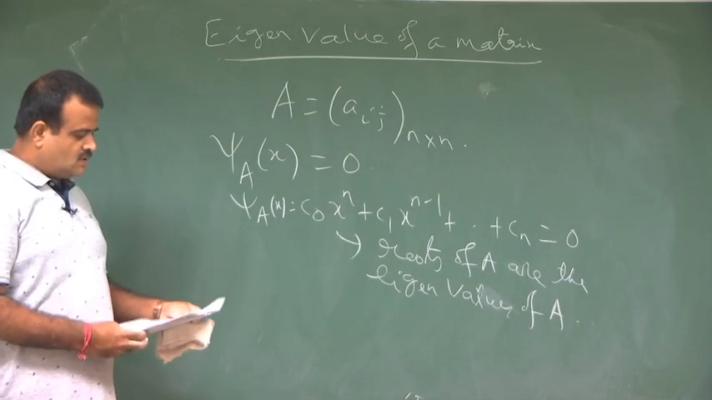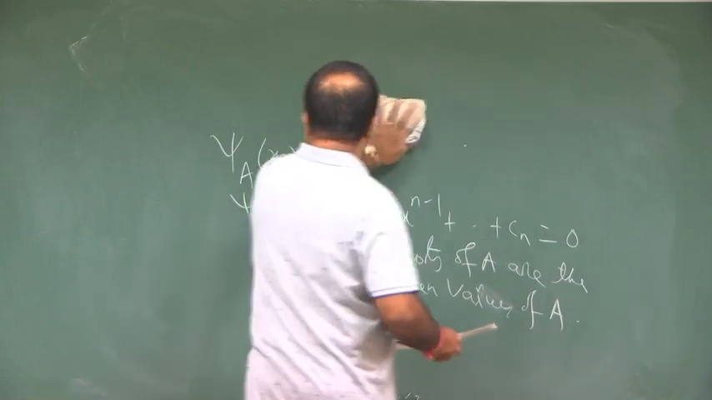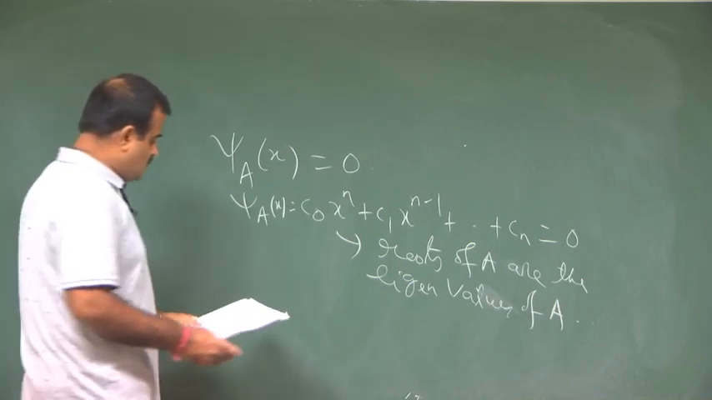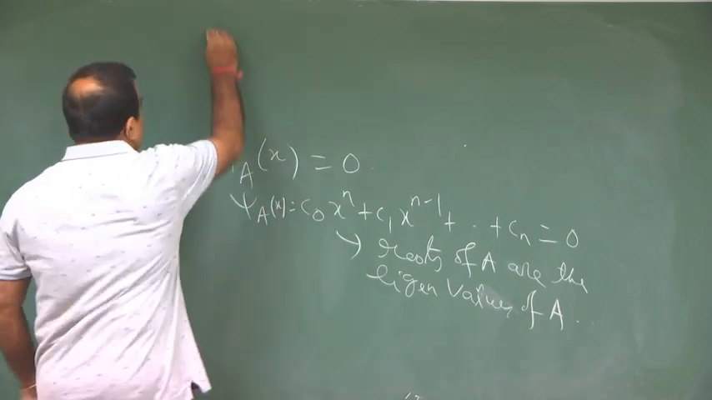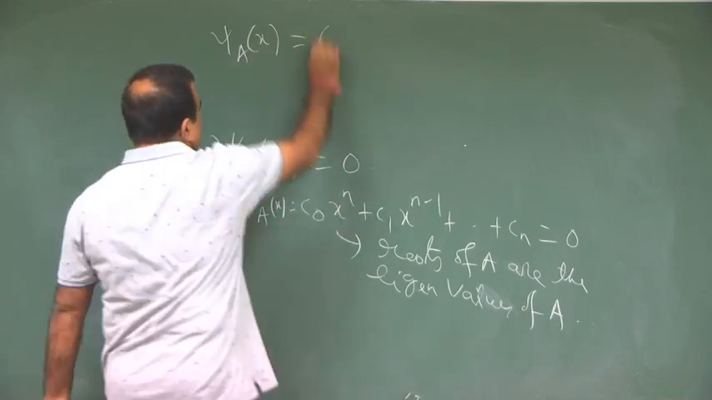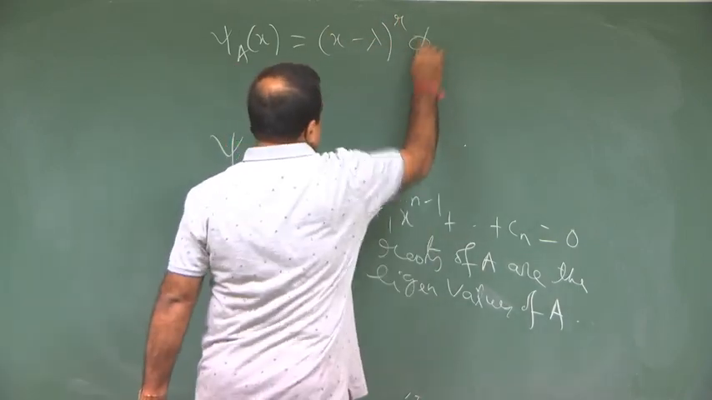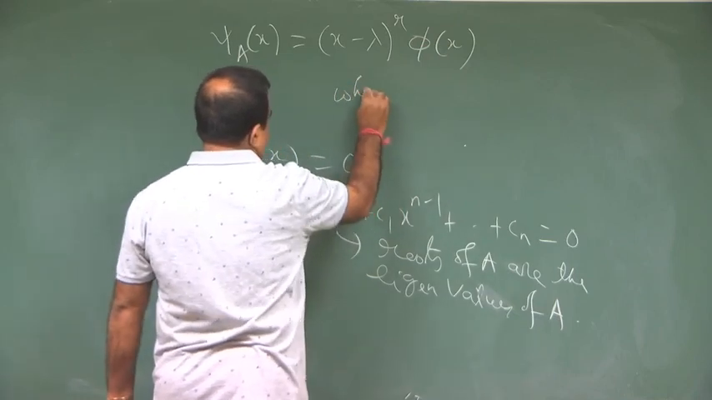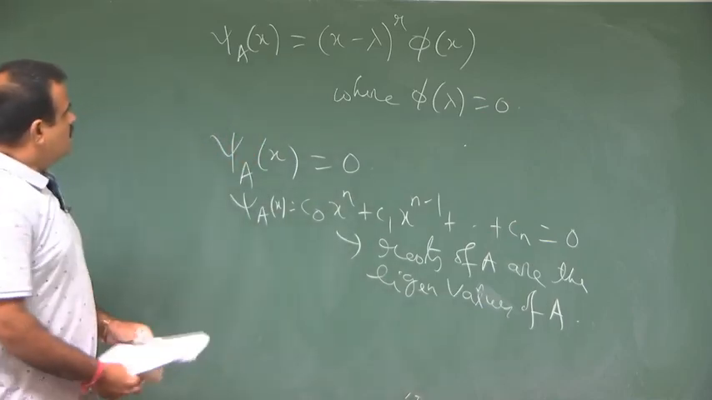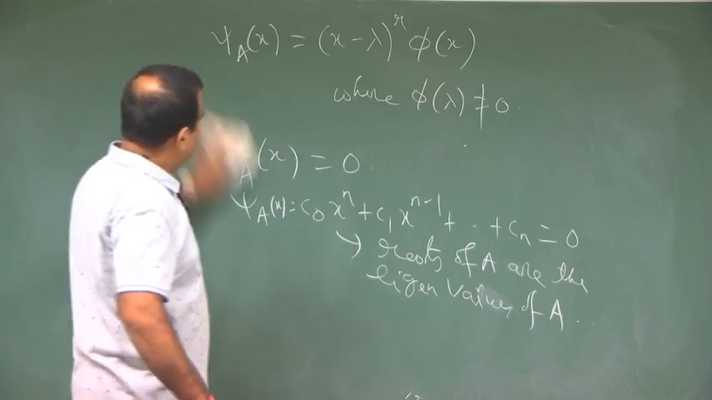Okay. Now, suppose lambda is a root with multiplicity r. So, that means phi A of x will be written as x minus lambda to the power r times some psi of x, where psi of lambda is not equal to 0. If it is equal to 0, then lambda will be another root. Okay. So, this means what?